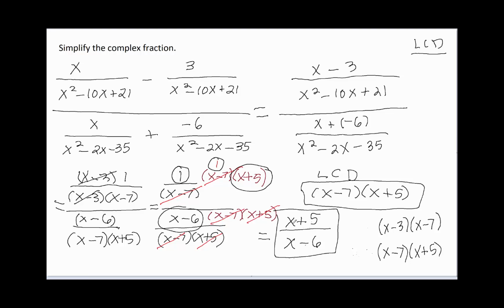Now be careful. You cannot reduce these x's because they are terms. Terms are numbers that are added or subtracted. And when you're doing this kind of reducing, sometimes called canceling, what you're actually doing is dividing out common factors, things that are being multiplied. And these are being added, and so you can't divide those x's because x plus 5 has to stay together as a total unit and x minus 6 has to stay together. So the final answer is x plus 5 over x minus 6.